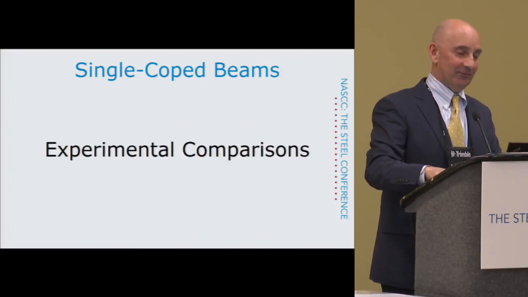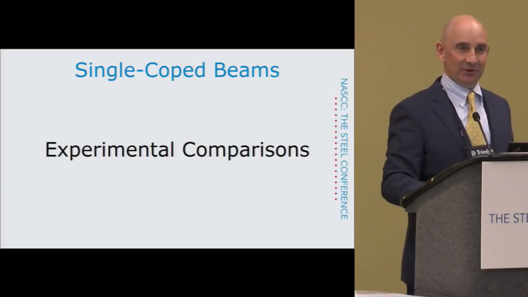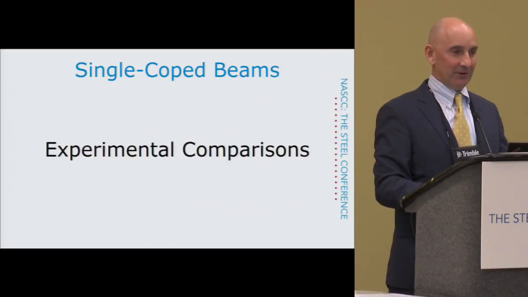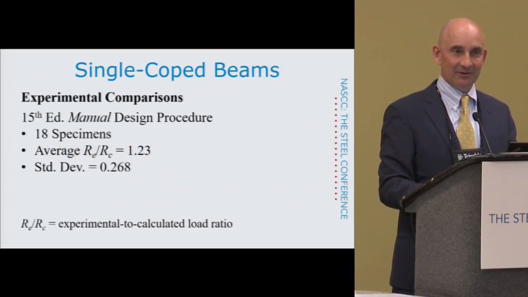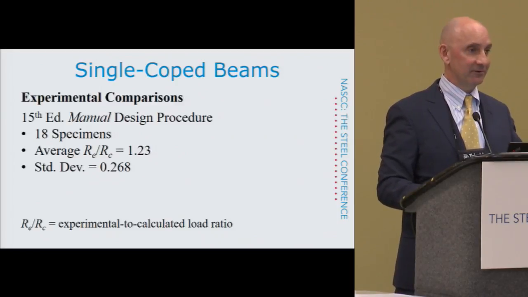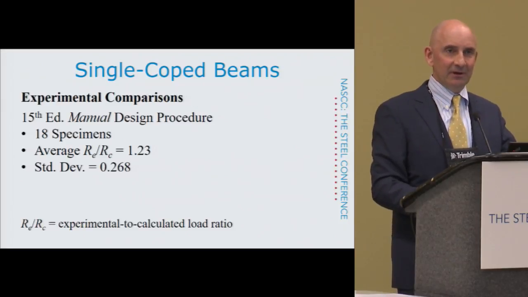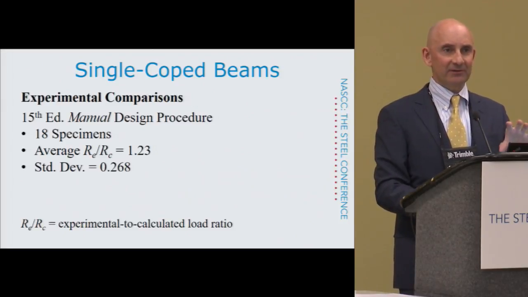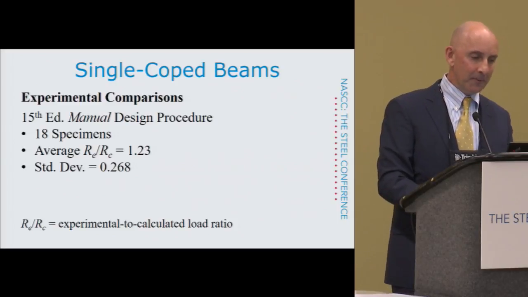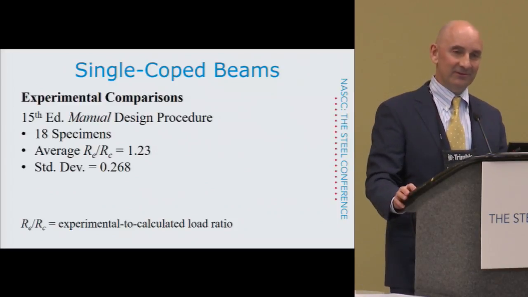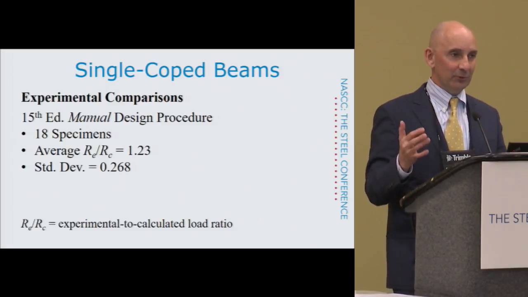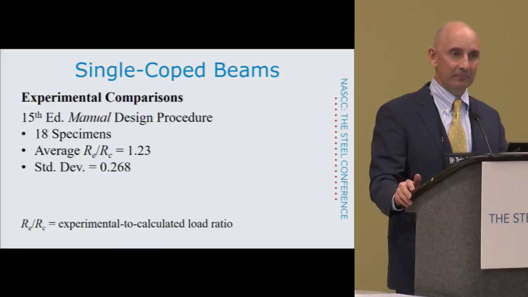So this is always the fun part for me, taking a look at the experimental comparisons. What we're going to do is look at all the tests that have been conducted, and some of them were in that original University of Texas report, and I believe some were done overseas somewhere. I can't quite remember where, and then I think some were also done at the University of Alberta. So I was kind of surprised to see that there were 18 specimens that failed at the cope in some sort of either shear or stability, local stability, or yielding.